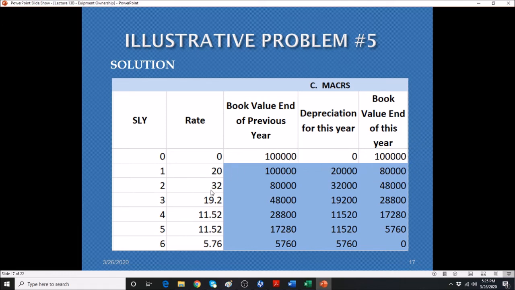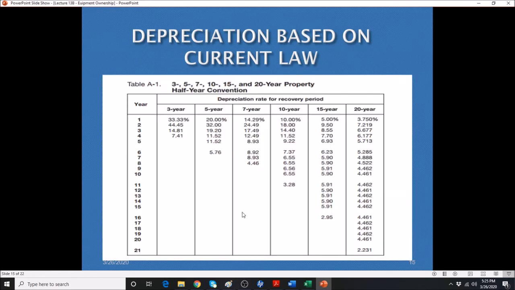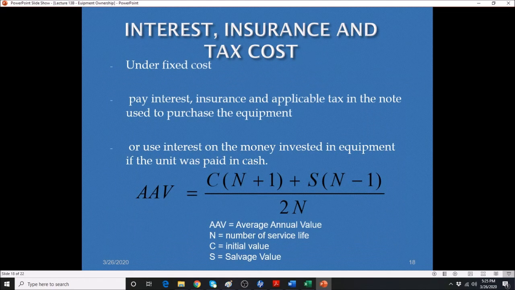Okay, those on the unshaded, and the rate here is taken from this one here. On this table, it depends on how many years of service life you will be looking at. Alright, so that is the third method.